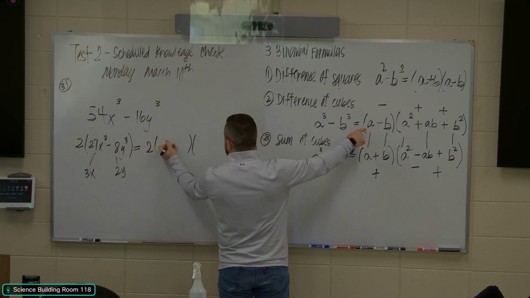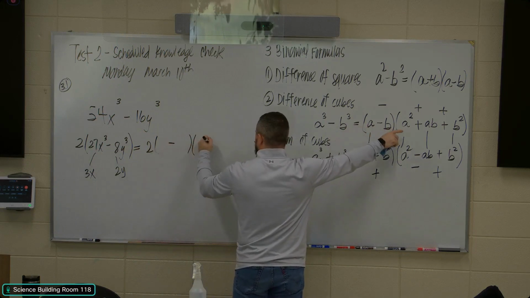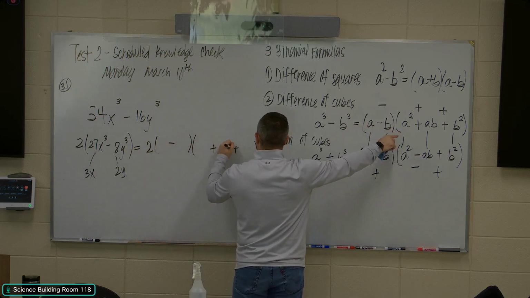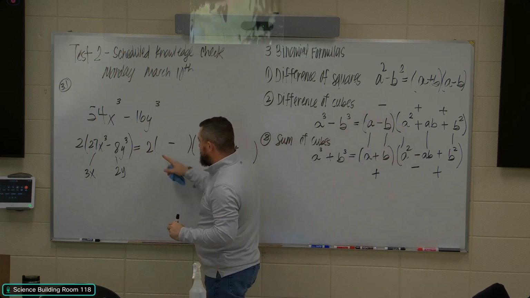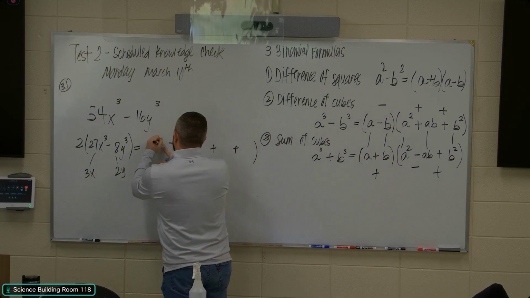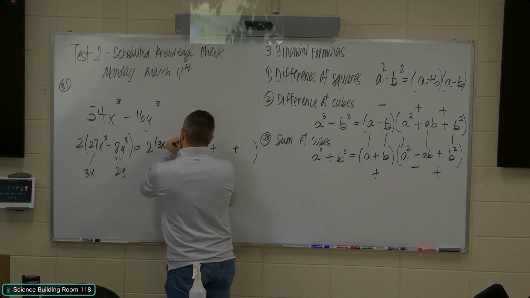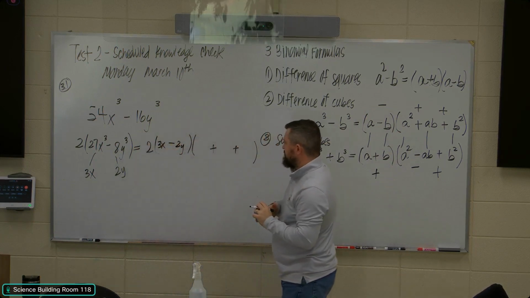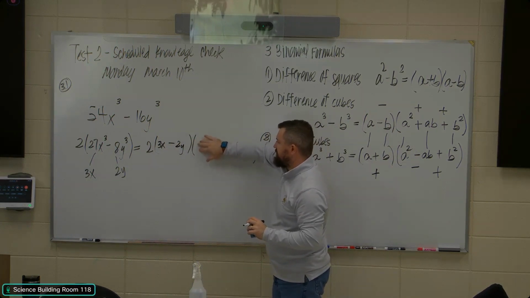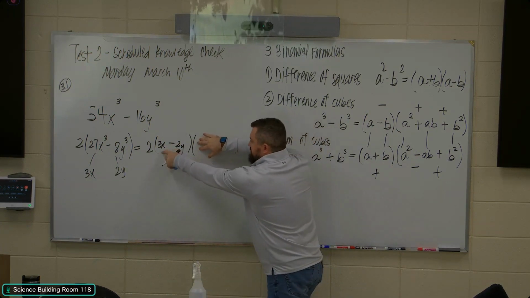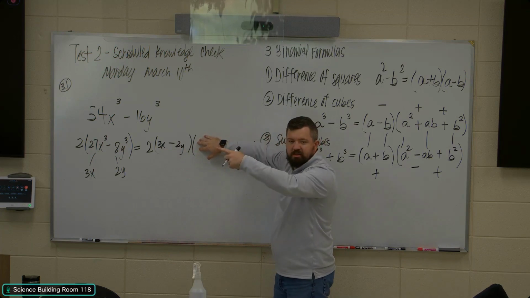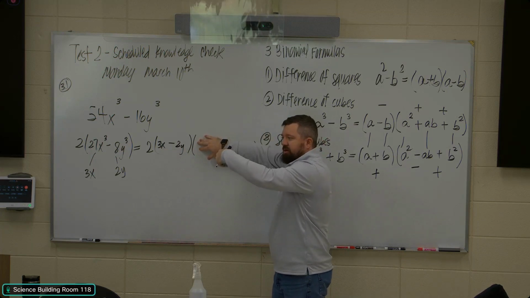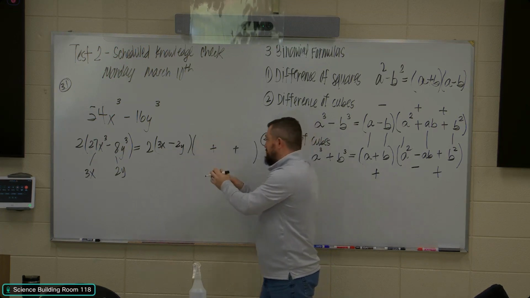I'm going to go ahead and write my signs down. For difference of cubes, it's minus, plus, plus. And now I write the cube roots down. Okay, and right here, I'm going to square the one that's in the front. So the 3x, I'm going to square it. 3 squared is 9. X squared is x squared.